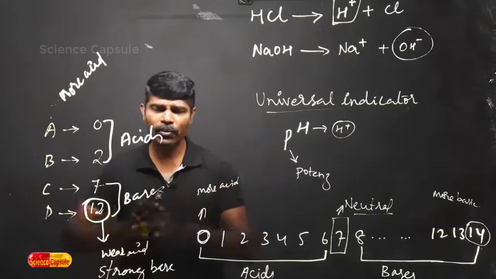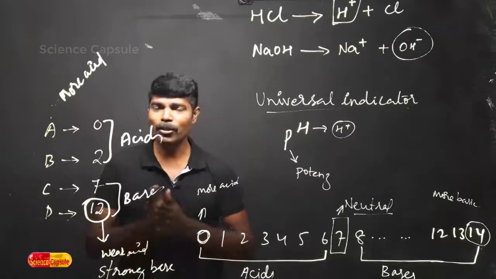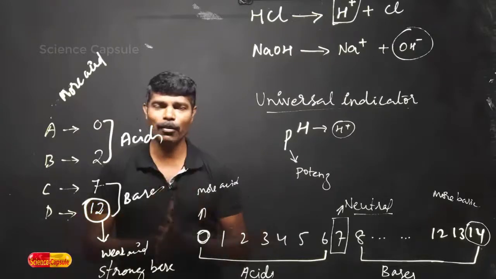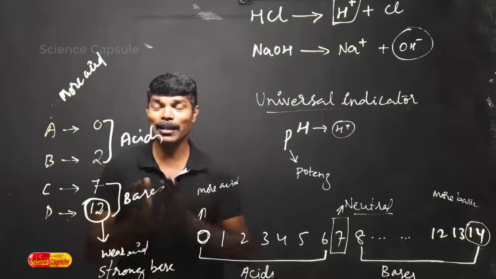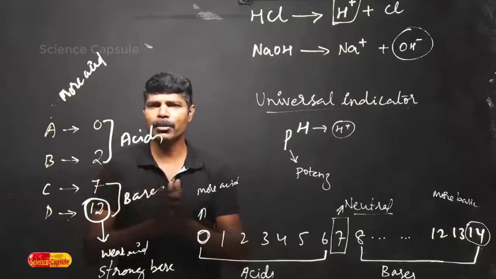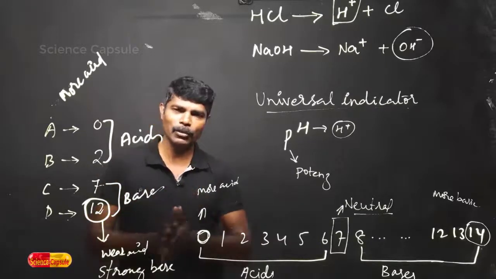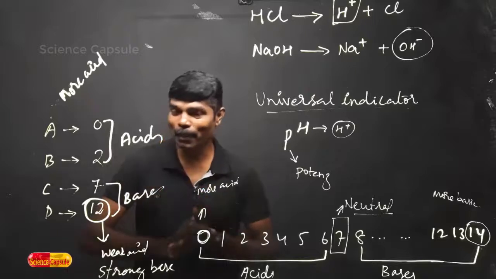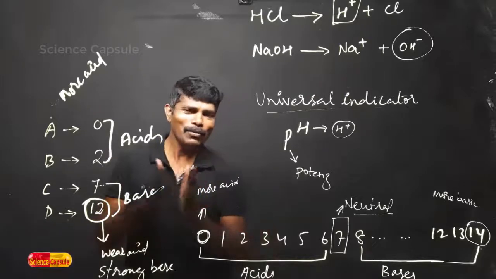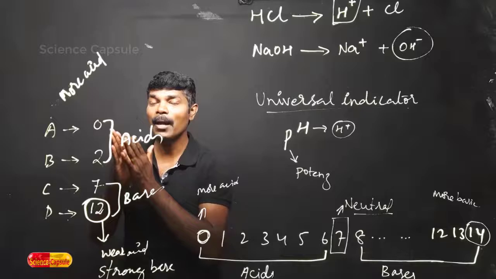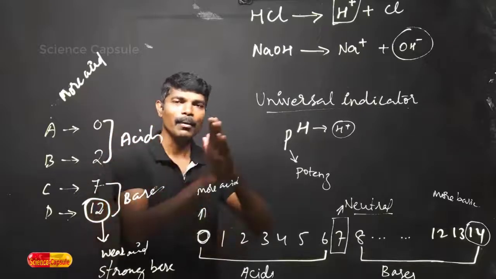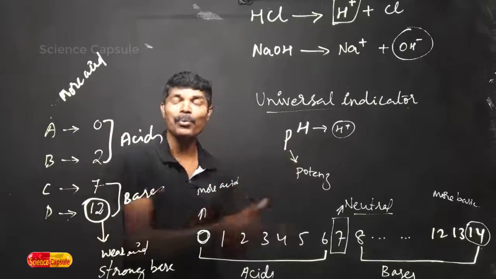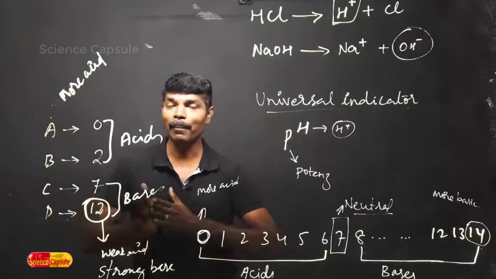Got it, children? So this way in the CBSE examination also, several times such a type of question is asked to find the nature of the chemical substance on the basis of pH value. So dear students, always keep in mind that if the pH value is less, then it will be more acidic. If pH value is more, then it will be more basic.